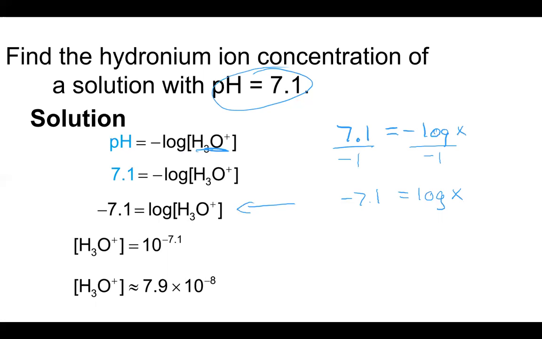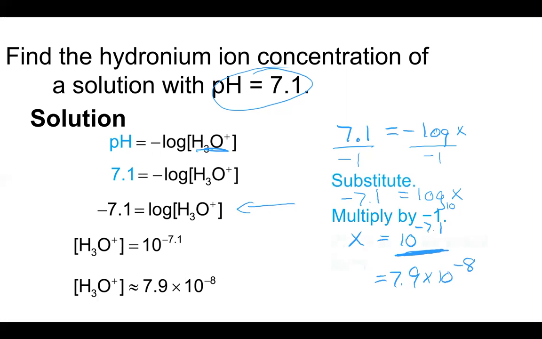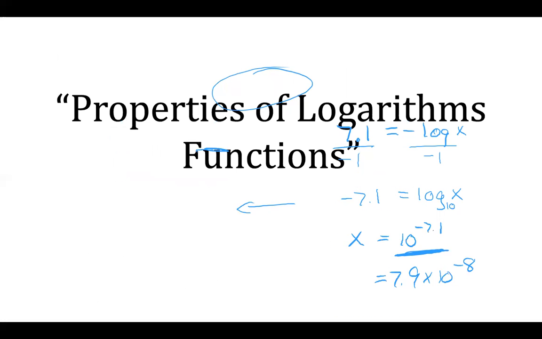And change this to a logarithm, or change it to an exponential, I'm sorry. So it's base 10, we just don't write it. 10 to the negative 7.1 is what the exponent is equal to X. And then you just evaluate that on your calculator, and you get 7.9 times 10 to the negative 8. And that is the concentration of the hydronium ion. So that's an application. Most textbooks have a question like that.